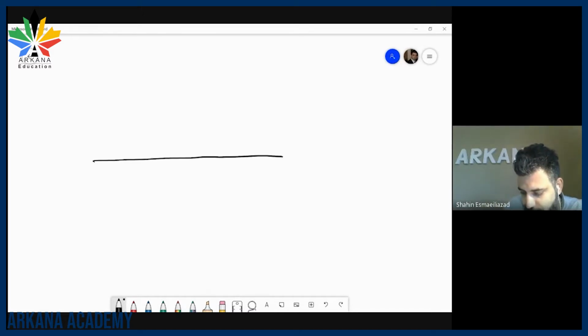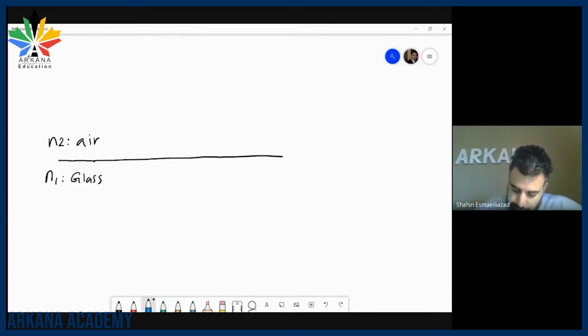So let's assume this is our boundary of medium, and we have N1, and that is, let's say, glass. So this medium is glass, and then we have N2, which is air. Now the reason I call them N1 and N2 is because we are going to talk about if the light ray is actually originating and the incident ray is coming from the higher index medium. The higher index medium is N1. So higher index medium, so this is an incident ray.